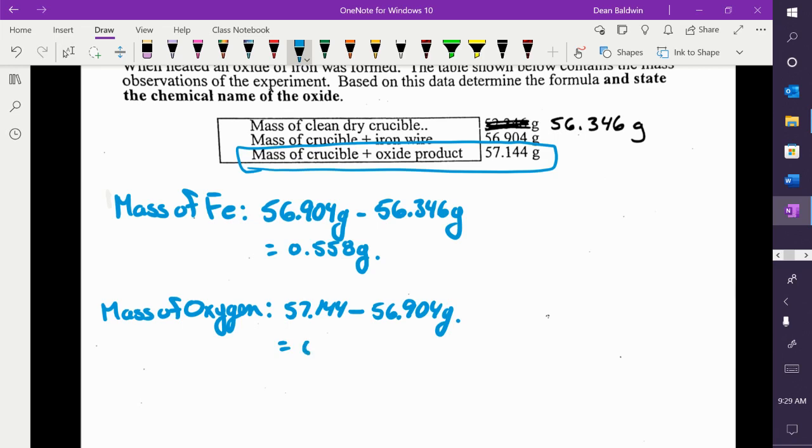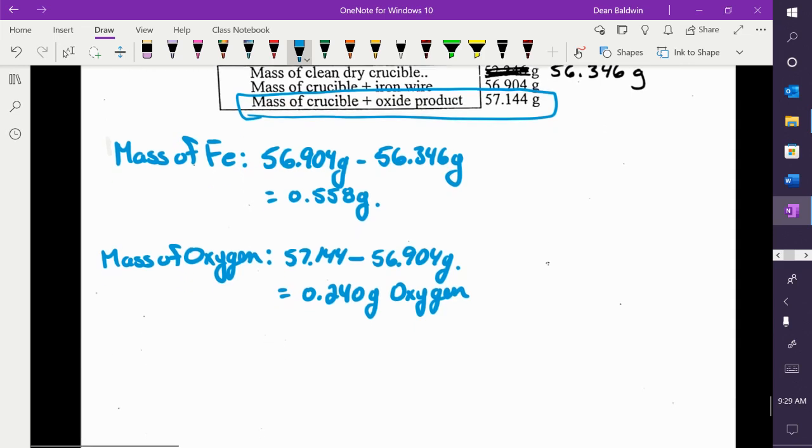So this is 0.240 grams of oxygen. All right. So now I know the grams of oxygen and I know the grams of iron that we're using in this experiment.